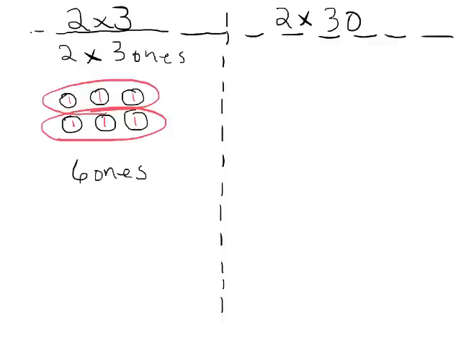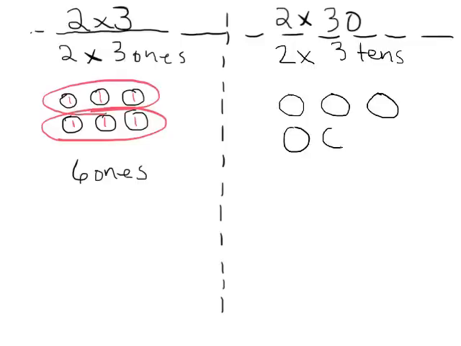All right. Now similarly, if we're going to do this with the second problem over here, 2 times 30, we're going to think of this as 2 times 3 tens, because instead of saying 30, we're going to call it 3 tens. Well, 2 times 3 tens, we're going to draw that as an array, and it's going to look like this. 2 rows of 3 tens.